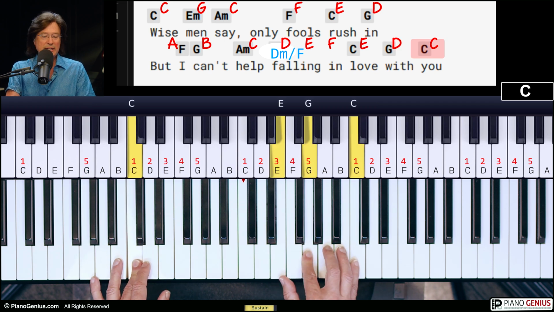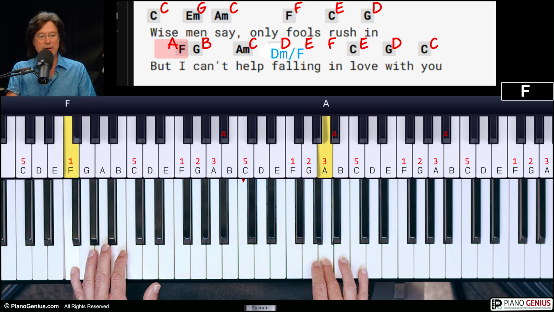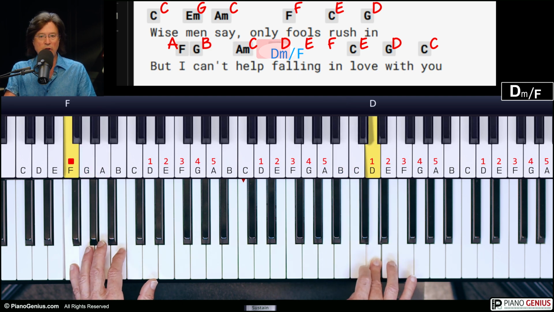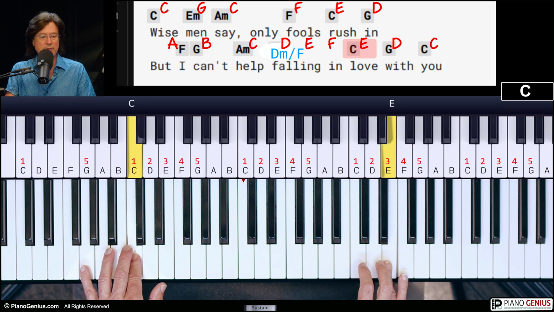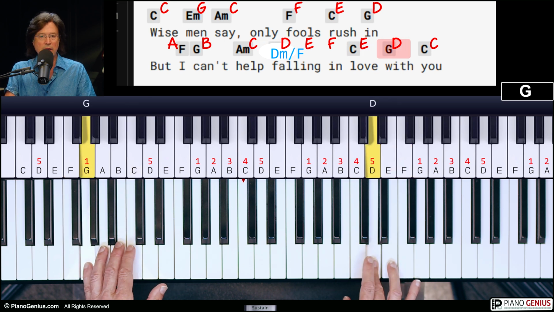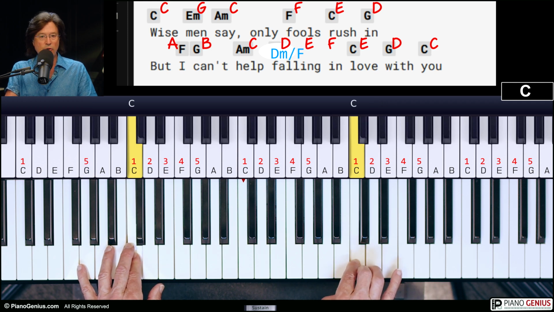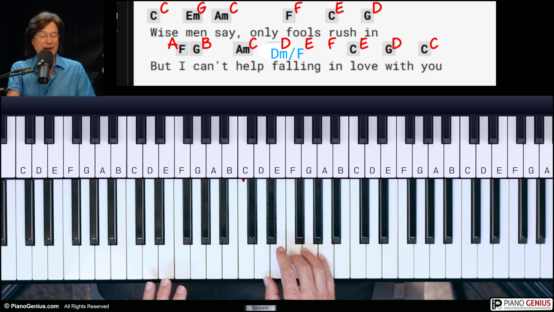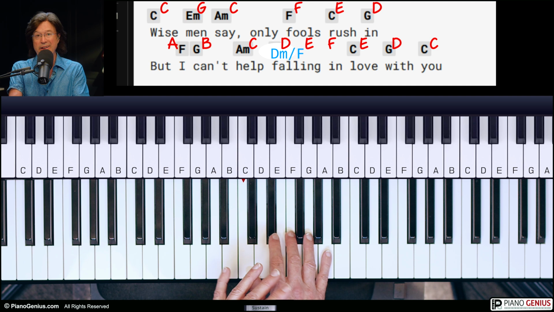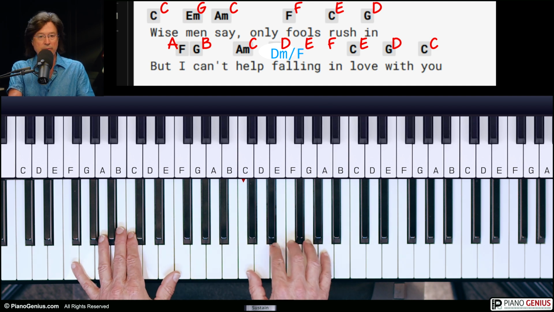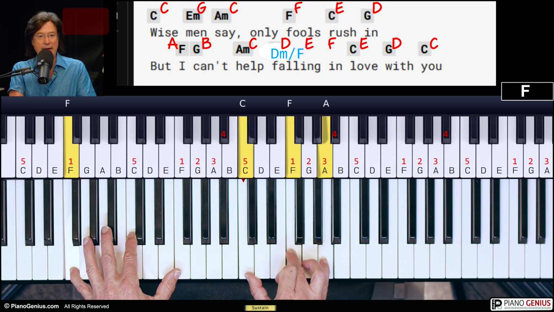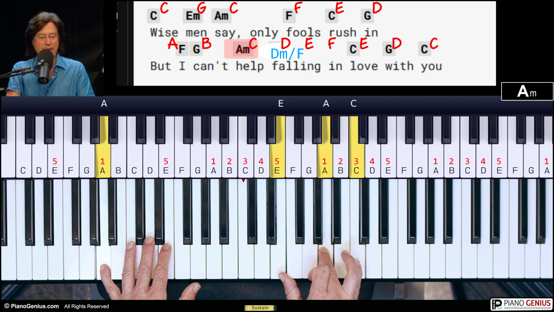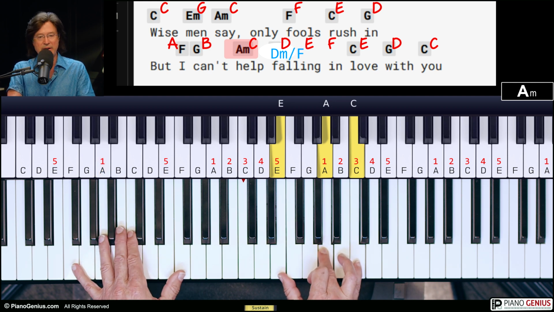Okay, so the second half. Okay, so that's just the individual notes. And again, I'm not trying to show you how to play the melody, although this really is like halfway to actually playing the melody, okay? But putting it on top, "I can't help," and then I am going to play the D minor over F.